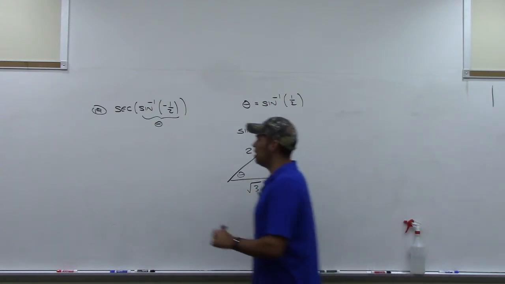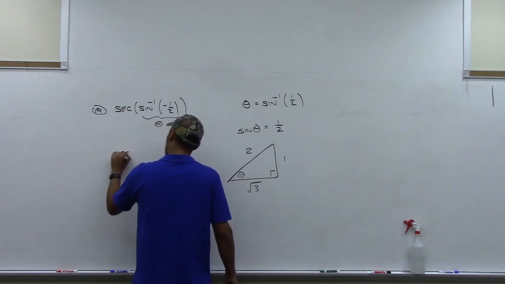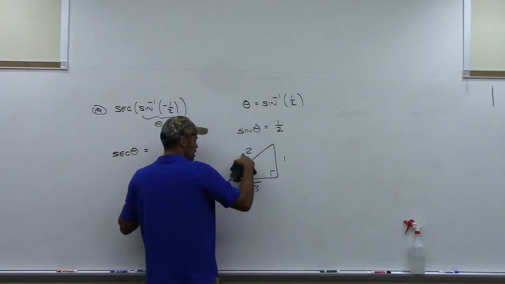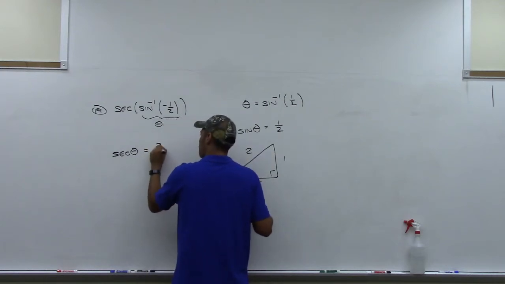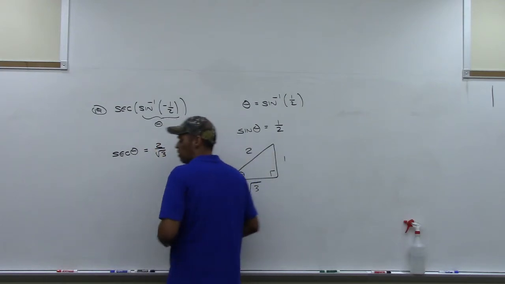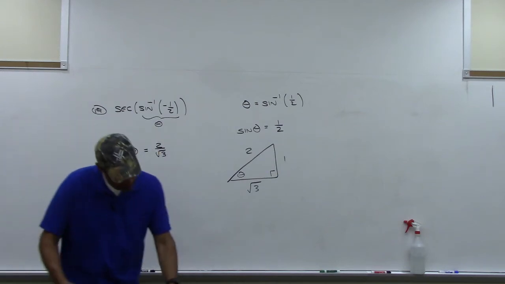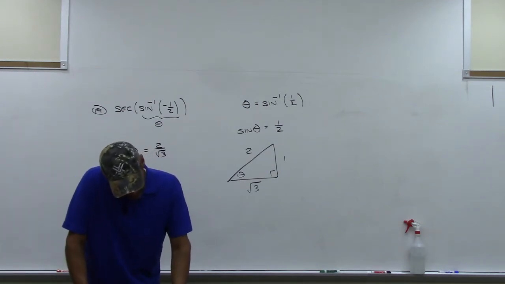And I want to know what secant is. Secant of theta should be hypotenuse over adjacent. So 2 over root 3. The book will rationalize. They'll put 2 root 3 over 3, but that's acceptable. That's number 19.